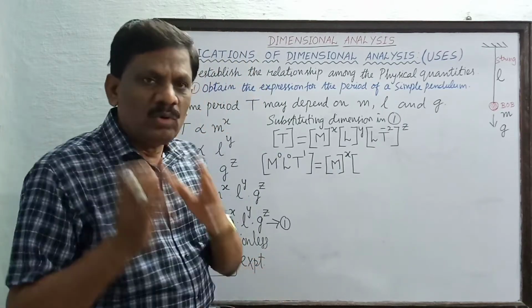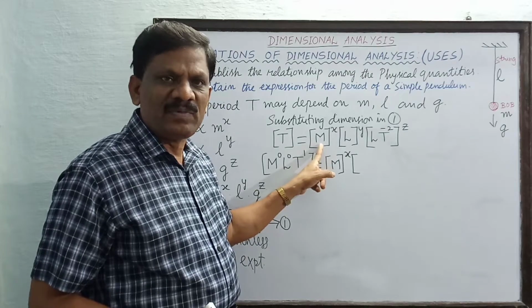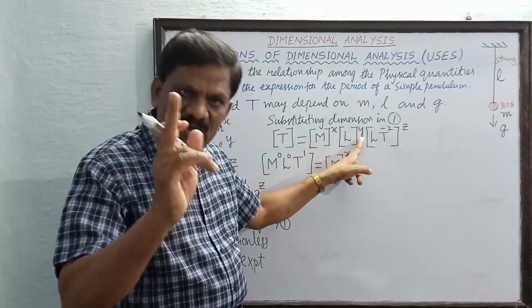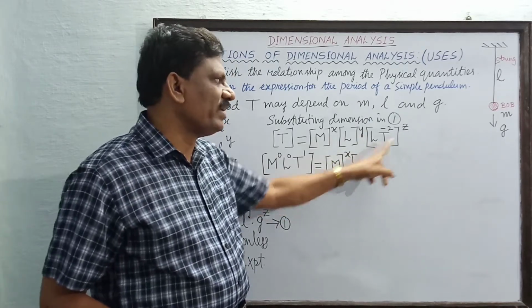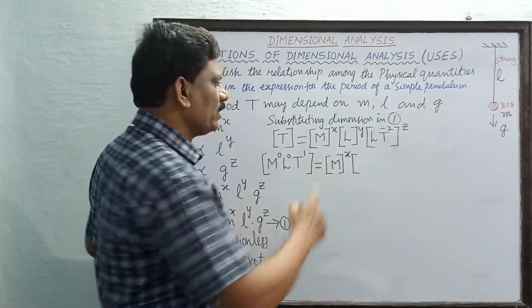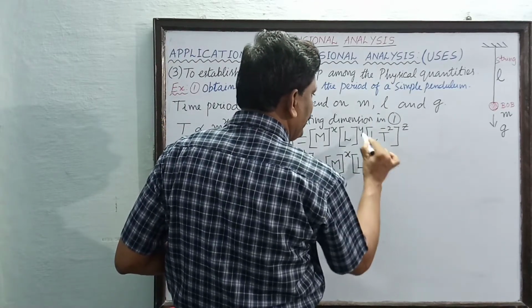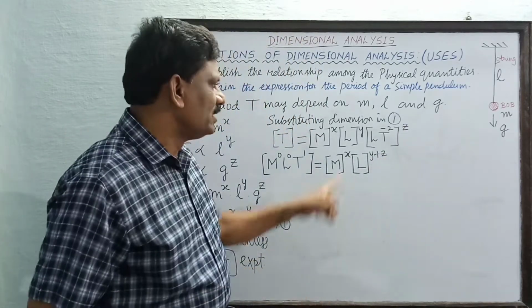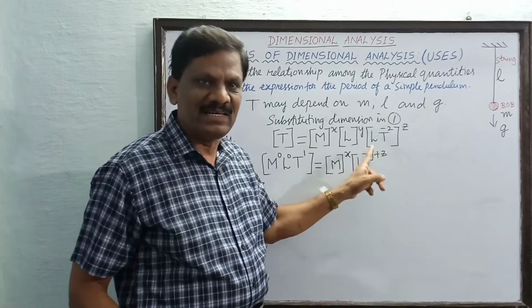Now I am grouping the L terms. There is no L term in the first bracket. There is an L term in the second bracket which is raised to the power y, and there is an L term in the third bracket which is raised to the power z. So totally on the right side, L is raised to the power of y plus z. Is it not? L power y into L power z is L power y plus z.